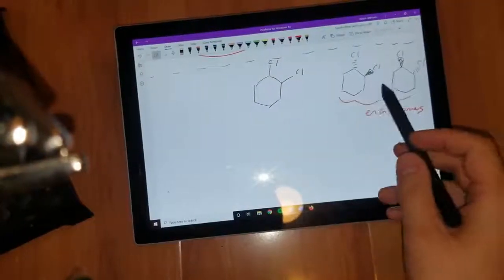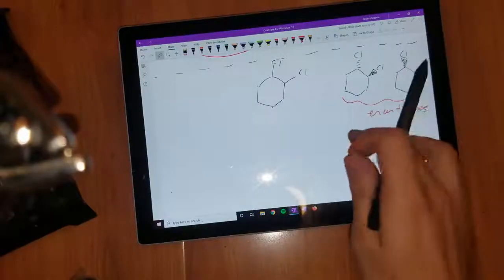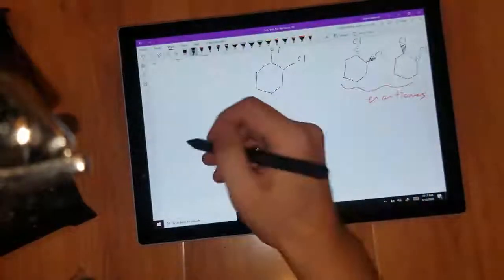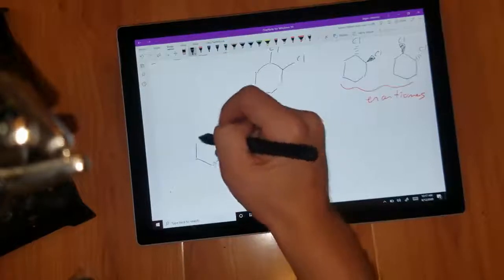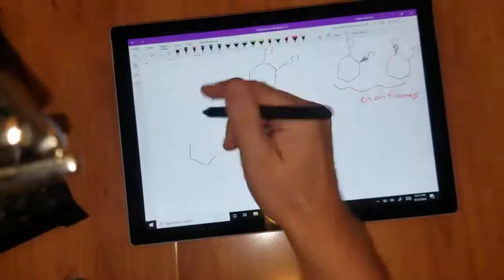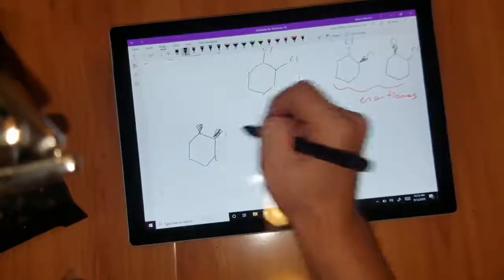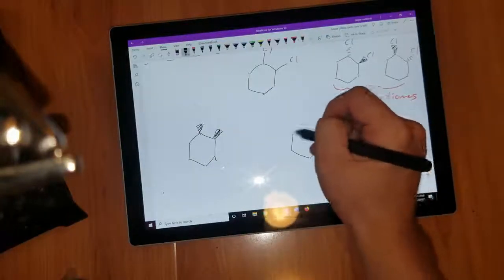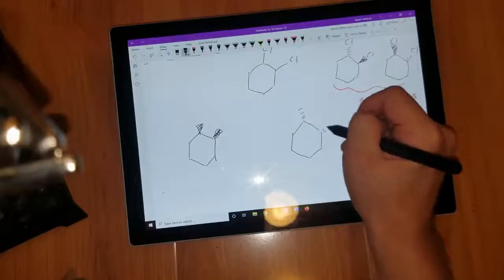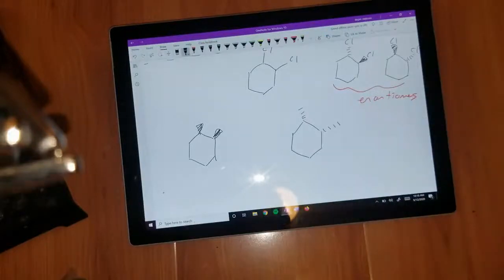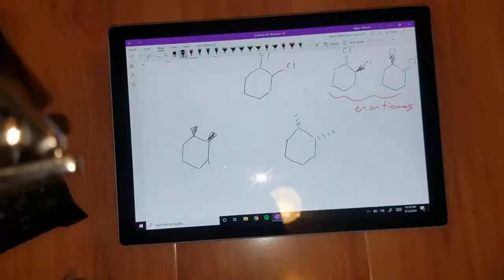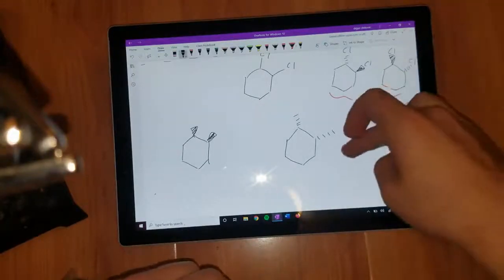All right, so let's continue looking at this 1,2-dichlorocyclohexane. We've taken a look at these two and decided that they're enantiomers. But there's other ways you could draw this flat structure. You could do wedge, and then dash, dash. So are those two enantiomers? Are they diastereomers? Are they the same compound? What are they to each other?